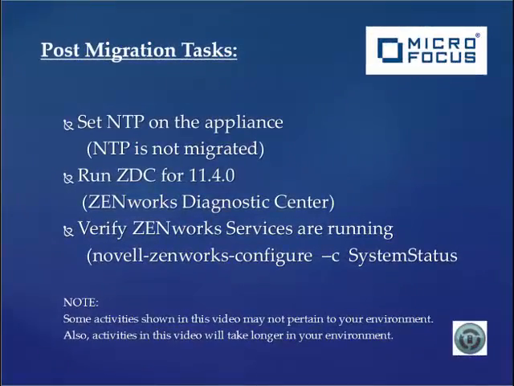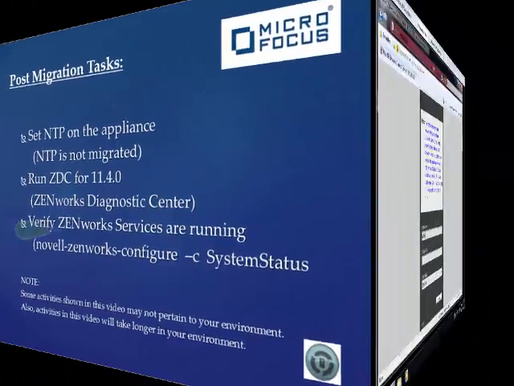There are a few post-migration tasks you want to check. The NTP related configuration will not be migrated, hence you need to manually configure the NTP settings in the ZENworks 11 SP4 appliance again. You must be logged into the appliance console as root to configure the NTP settings. If the NTP settings are not configured, a time sync warning message is displayed during the ZENworks console ZCC login. Another post-migration task would be to run the ZDC, ZENworks Diagnostics Center, to verify the migrated 11 SP4 appliance system. Make sure you download the 11 SP4 ZDC. A third post-migration task would be to ensure that all ZENworks services are running.